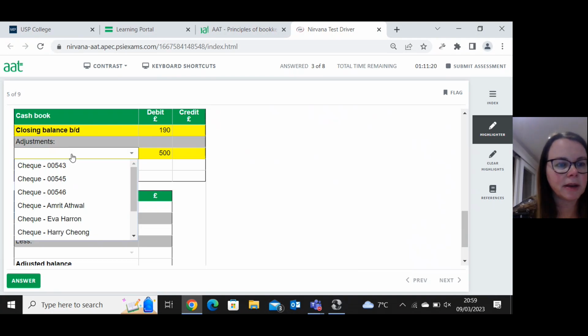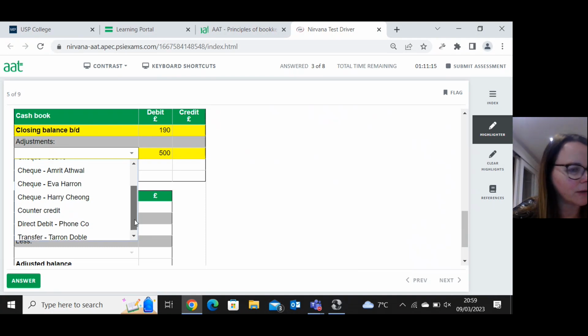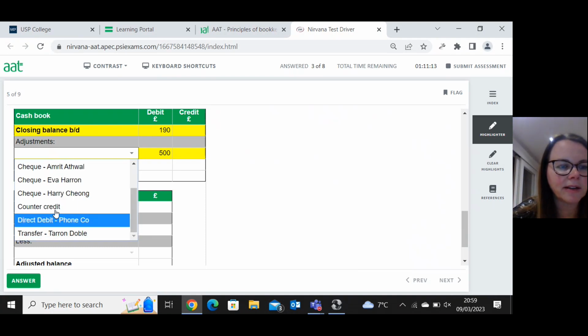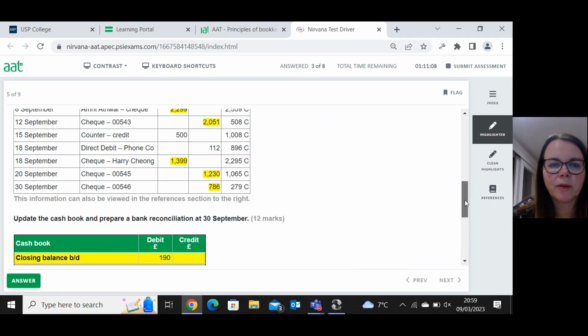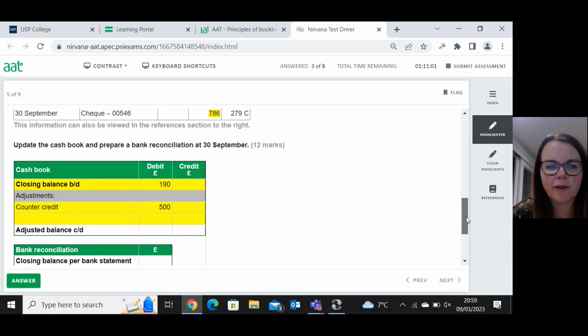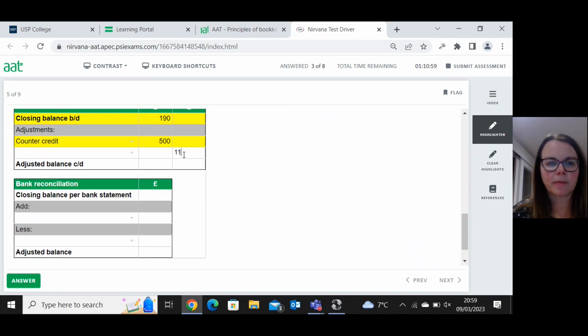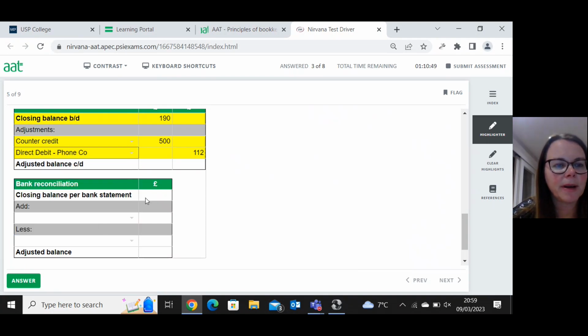And the drop down gives me counter credit, hopefully, as an option, which I can't see. Oh, there it is, counter credit. And then the payment out. So again, looking in the bank statement for items that are not in the cash book. So I've got 112 there, and that relates to a direct debit for the phone company. So I can now do my calculation.